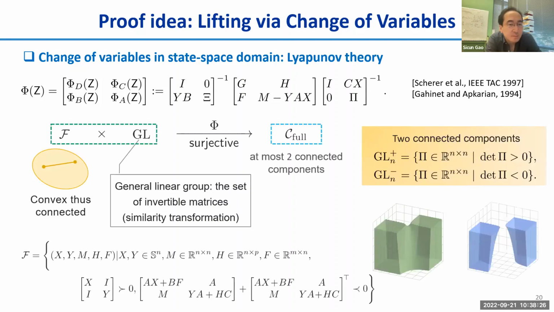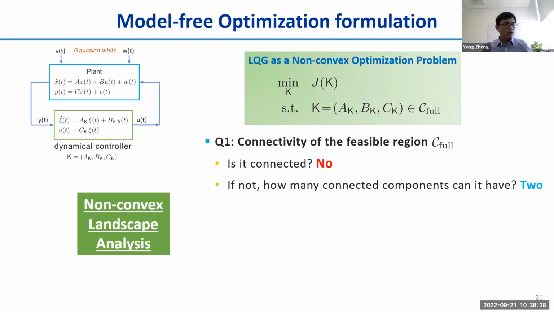Yeah, thanks. Okay, good. So we have talked about the first question, about the feasible region of this non-convex optimization problem. We know the feasible region is not connected. But the good news is that it has at most two connected components, and they are equivalent in terms of the cost function, in terms of the input-output behavior of the controller. This is good news.